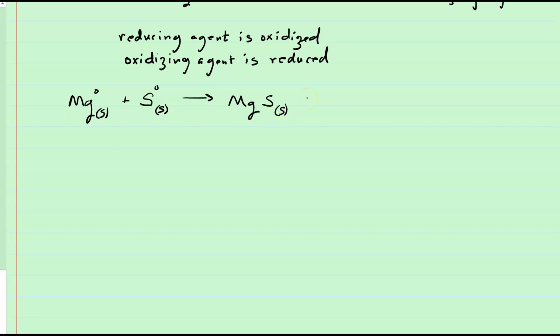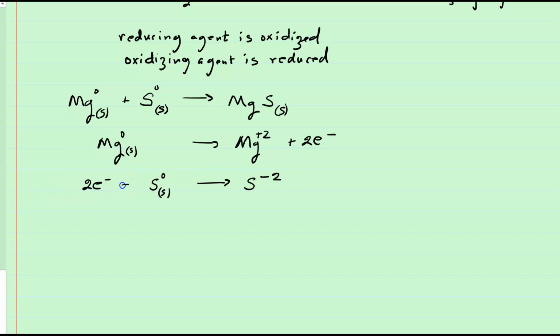Again, we have a similar situation. So over here we have magnesium in a 0 oxidation state. And over here we have magnesium in a +2 oxidation state. Well, if the magnesium is in a +2, it had to have given up 2 electrons. And over here we have sulfur in an oxidation state of 0. And over here we have sulfur as the sulfide ion with an oxidation state of -2. So if it became a -2, that means it had to gain 2 electrons.